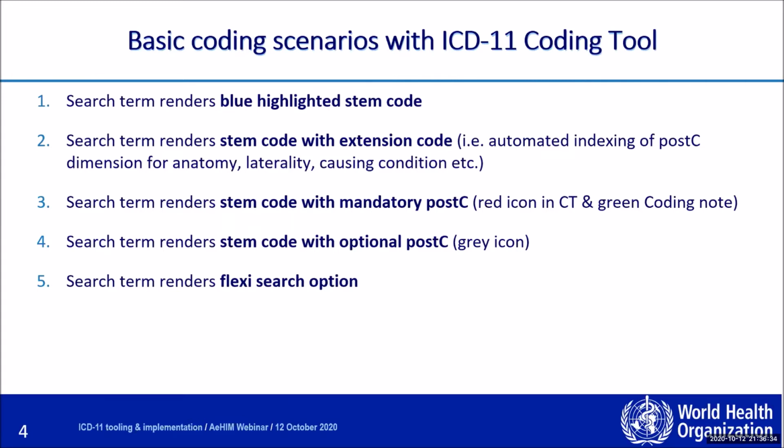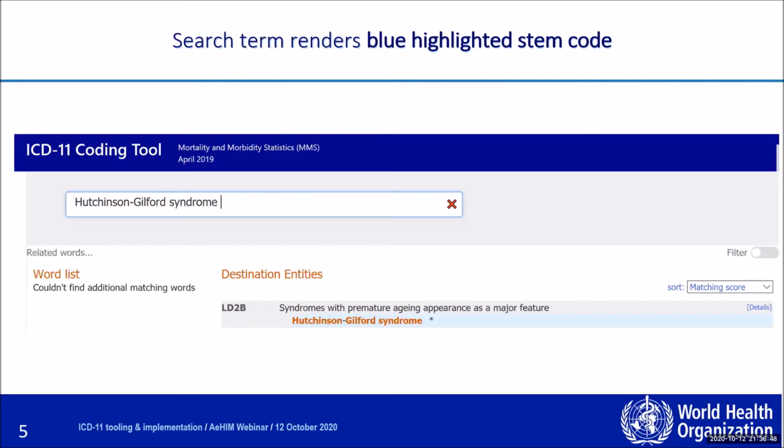For those areas where the search is not rendering an immediate result, like you see under 1 to 4, you get feedback saying flexi search options, which is widening the search parameters. And from there, you then take it on. So let's quickly run through some of these examples.